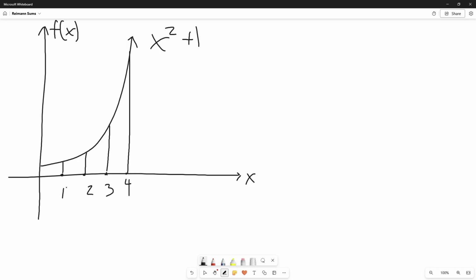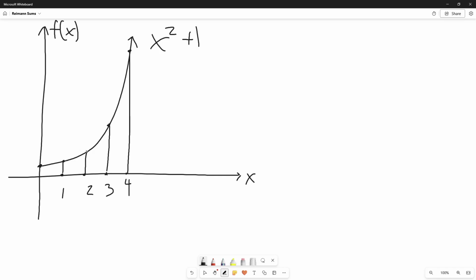And what we can do is draw rectangles, or just lines, that are equally spaced apart. I drew them at 1, 2, 3, and 4. We can draw rectangles and then calculate the area of those rectangles and then add them all up together. So first let's draw our points at every point on the graph.